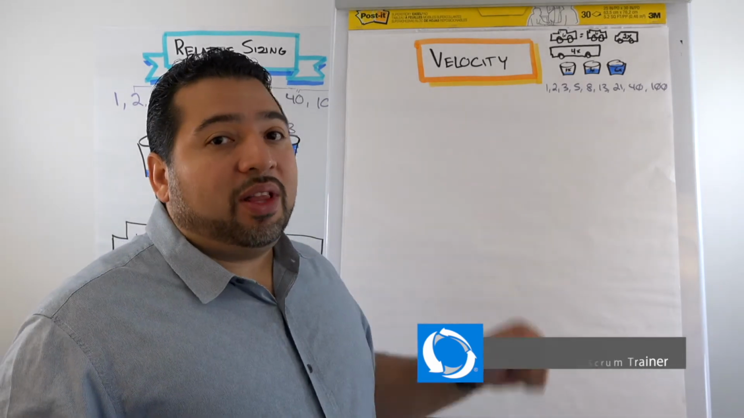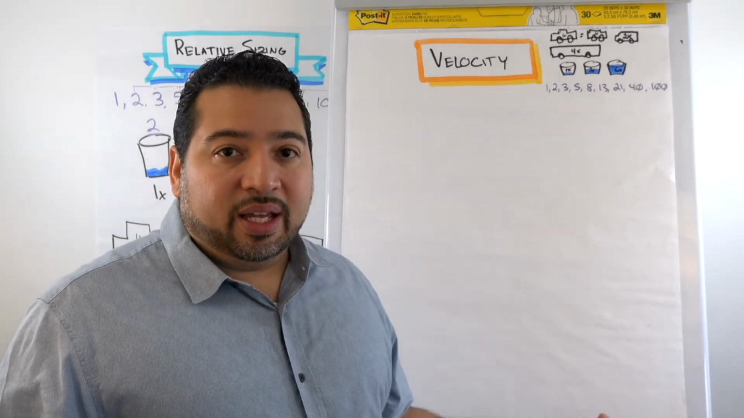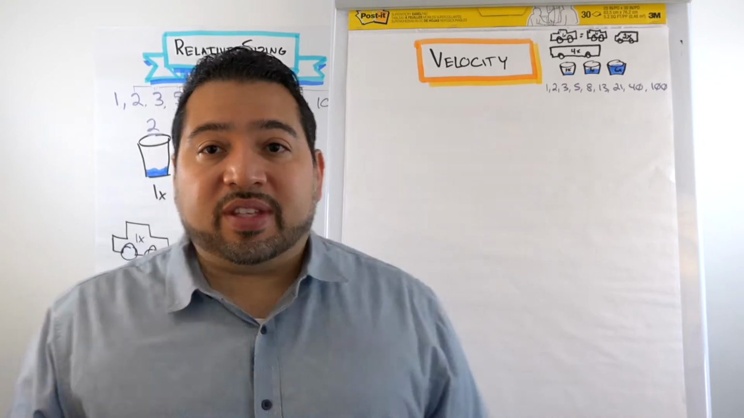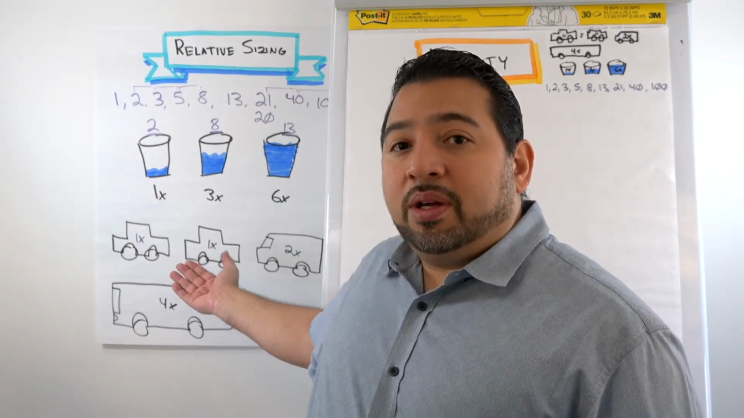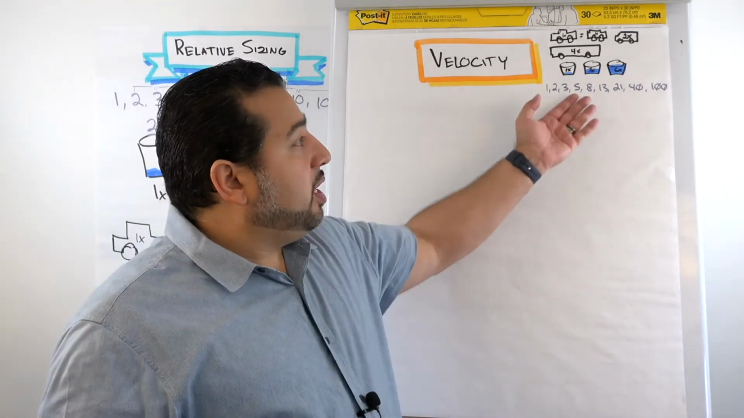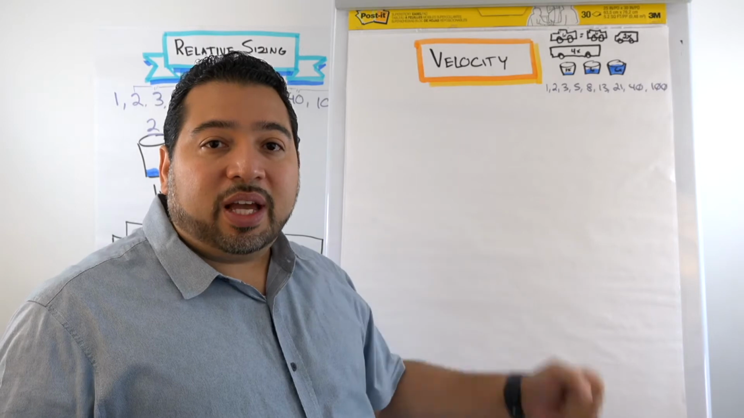Today I'm going to talk to you about velocity and how do you predict velocity if you're using relative sizing. I recommend watching my last video on relative sizing where we talked about what that means and some of the pitfalls teams fall into. If you watch that video, then you'll recognize some of these elements up here in the drawings, but we're going to talk today about relative sizing.